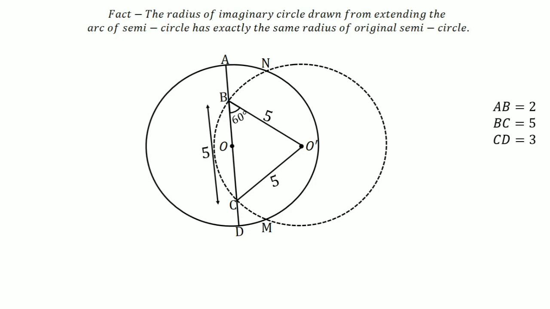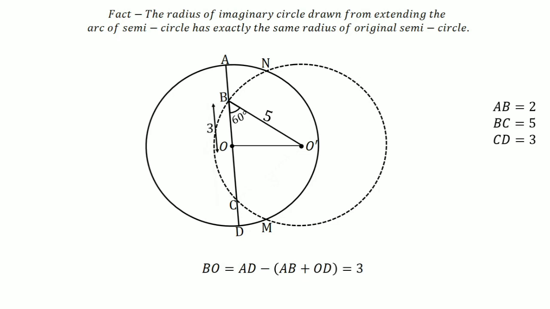Now finally joining the centers of both circles and using the cosine law, BO is equal to AD minus AB plus OD, which is equal to 3. So BO is equal to 3, and now finally using the cosine law in triangle BOO', we have cos of 60 degrees equals BO square plus BO' square minus OO' square over 2 times BO times BO'. After putting in the values we get this, and finally OO' square is equal to 19.